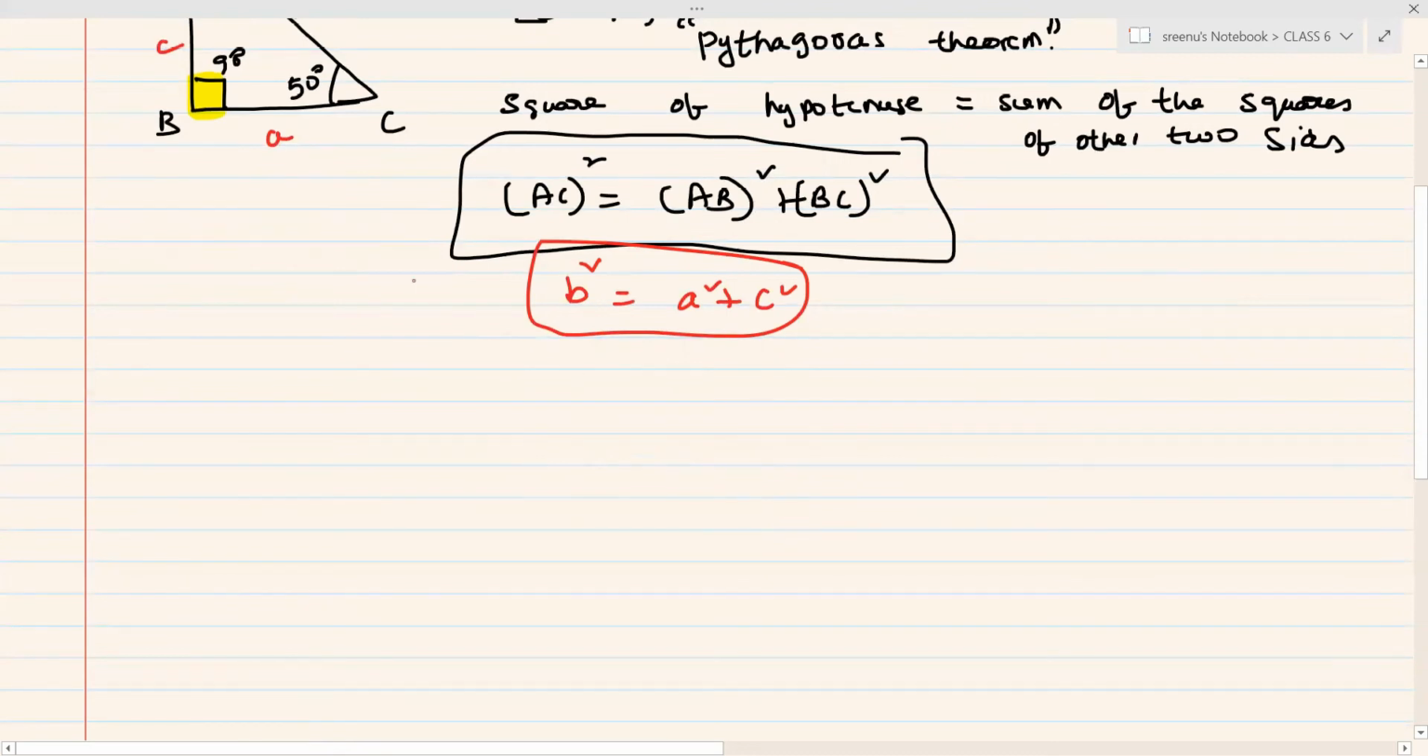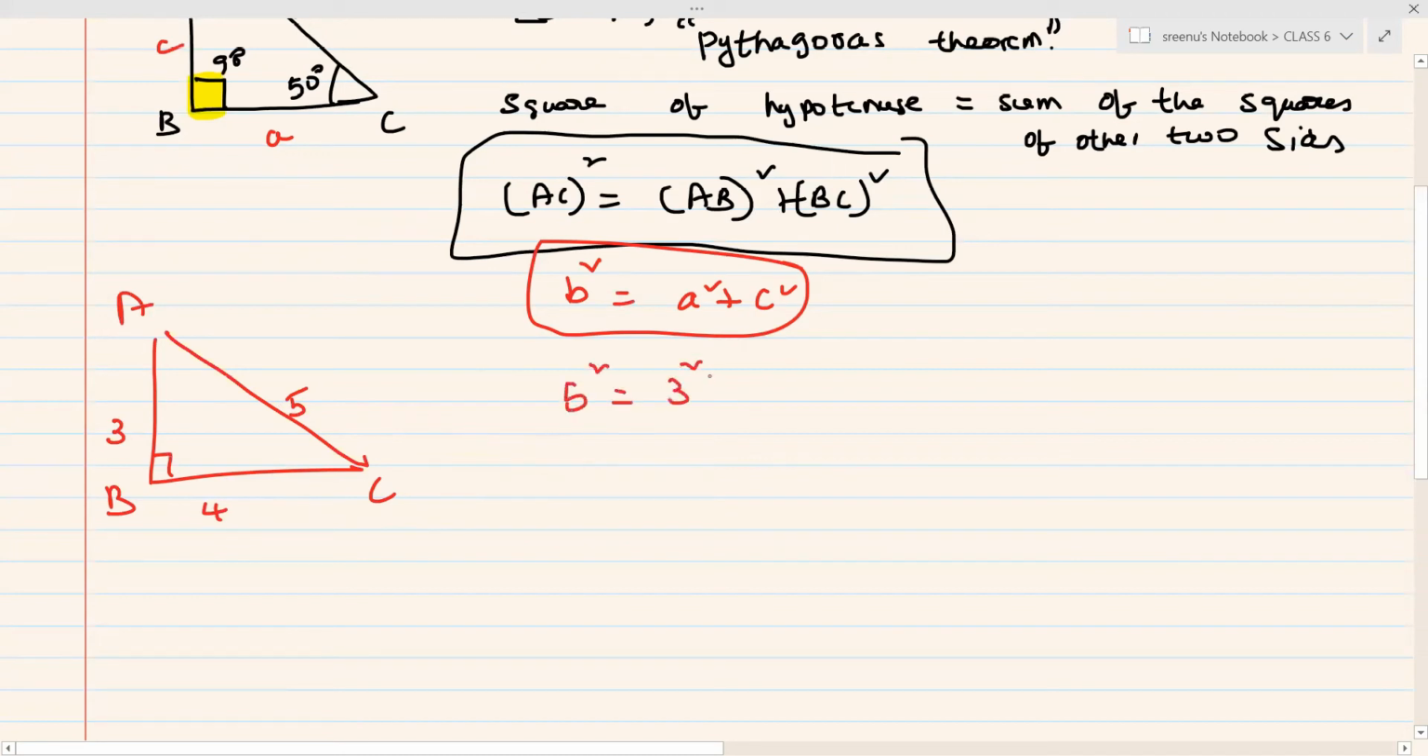So why do we say it like this? Let us check now. I will take some lengths of the sides, some units. Here 3 units, here 4 units, here 5 units. Based on this, the hypotenuse is 5. 5 square is equal to the other two sides, 3 square plus 4 square. 5 square means 5 fives are 25. 3 square means 3 into 3. 4 square means 4 into 4. Okay.